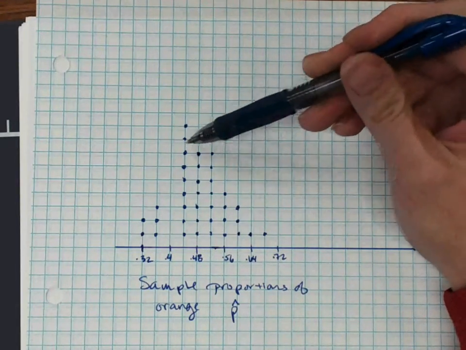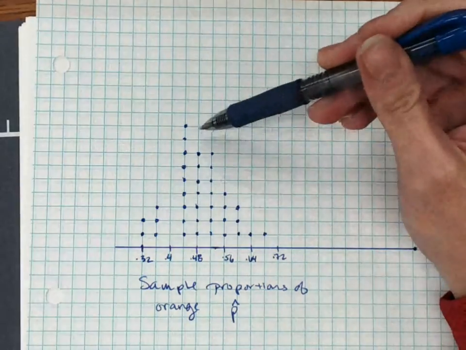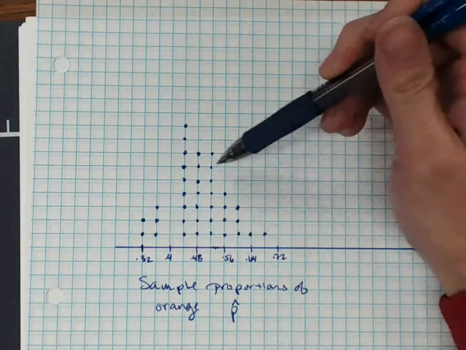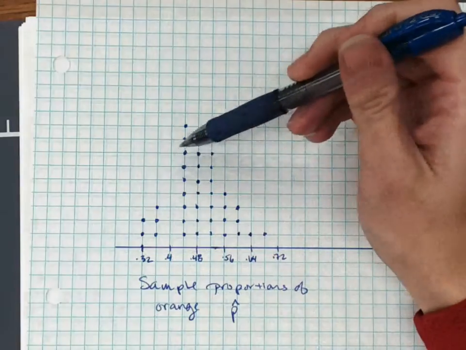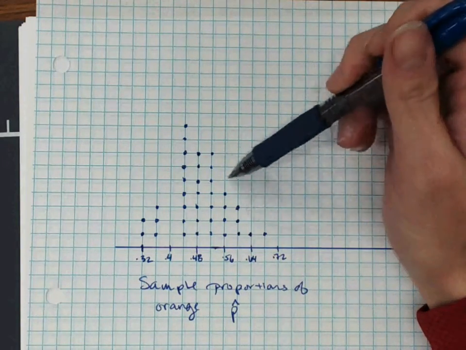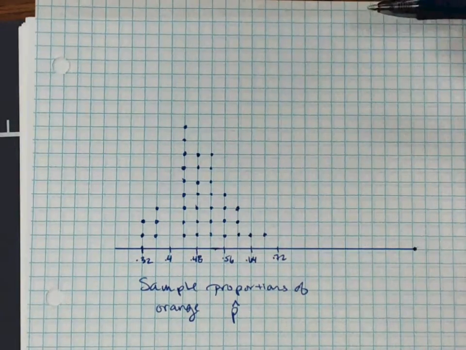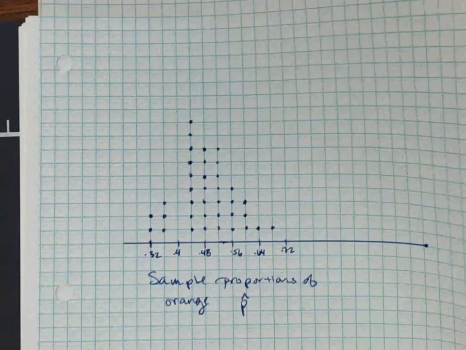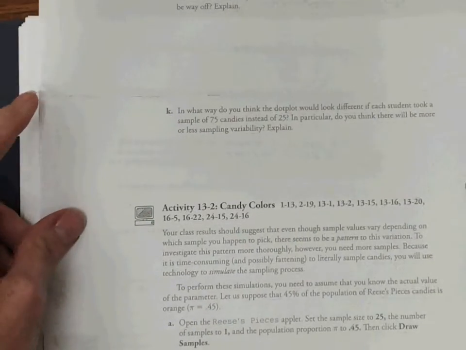But this graph is almost symmetric. It's not skewed. It doesn't have enough of a tail to one side for us to be able to call it skewed. It's almost a normal distribution, just not quite. Okay, so what we're going to look at is part 13.2. If you look in your book, this is on page 272.